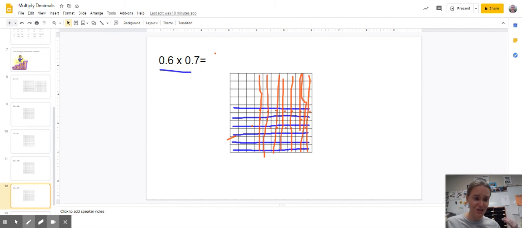Okay, that shouldn't have been a shocker to you. 6 times 7 is 42. So there should be 42 colored in both of your colors. Now, 42 what? 42 wholes? No. 42 tenths? No. 42 hundredths, because we're counting the little bitty boxes right here. And how many boxes are there? 100. And we counted 42 out of 100, so that equals 42 hundredths.